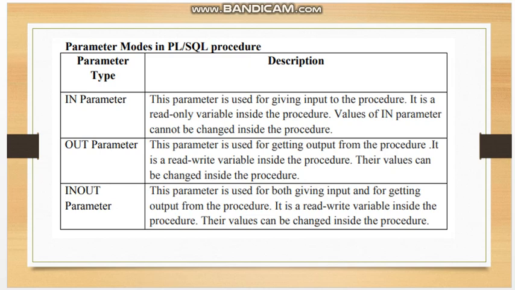And then we have one more combination, which is the IN OUT parameter. This parameter is used for both giving an input and getting the output from the procedure. It is a read-write variable inside the procedure. Its value can be changed inside the procedure. For example, if you want the same variable to be used as the input to the procedure and for displaying the output generated by the procedure, at that time you can use the IN OUT parameter. Let's understand this by using an example.